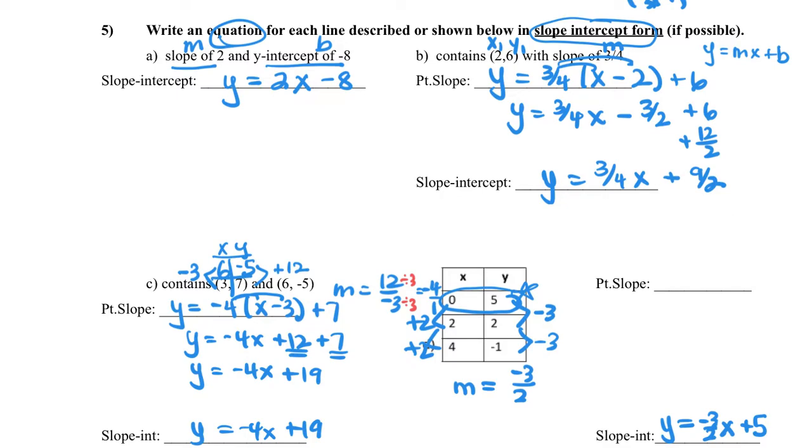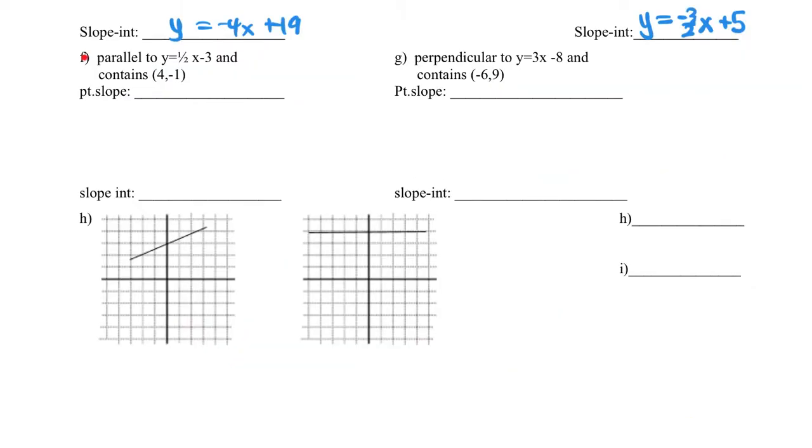Let's skip down to the bottom half of the page. So for f, we are again looking at parallel. Every time I see the word parallel, I like to circle that and write the same.